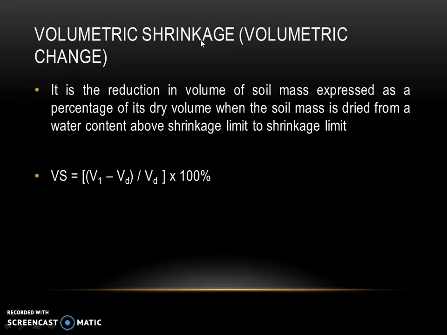Next we will define volumetric shrinkage, which is also known as volumetric change. It is the reduction in volume of soil mass expressed as a percentage of its dry volume, that is VD, when the soil mass is dried from a water content above shrinkage limit to shrinkage limit. So Vs is equal to V1 minus Vd whole divided by Vd into 100%.